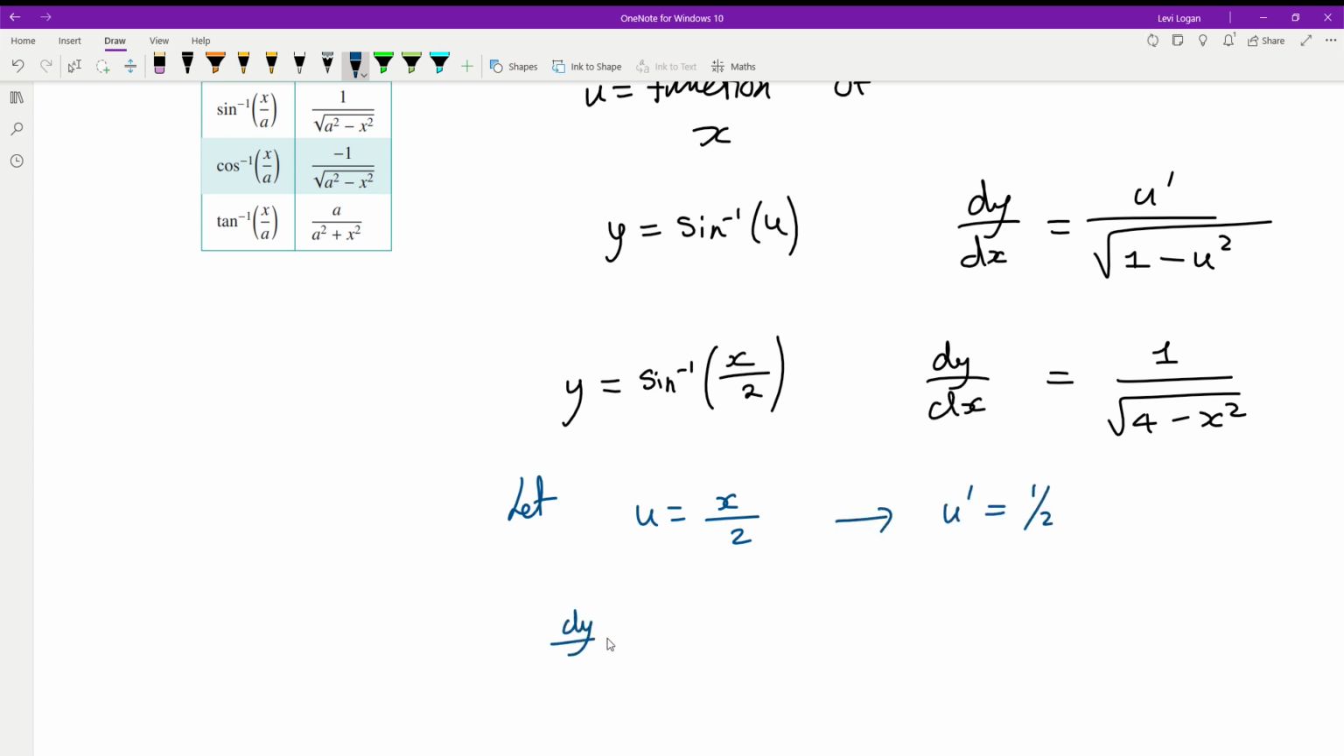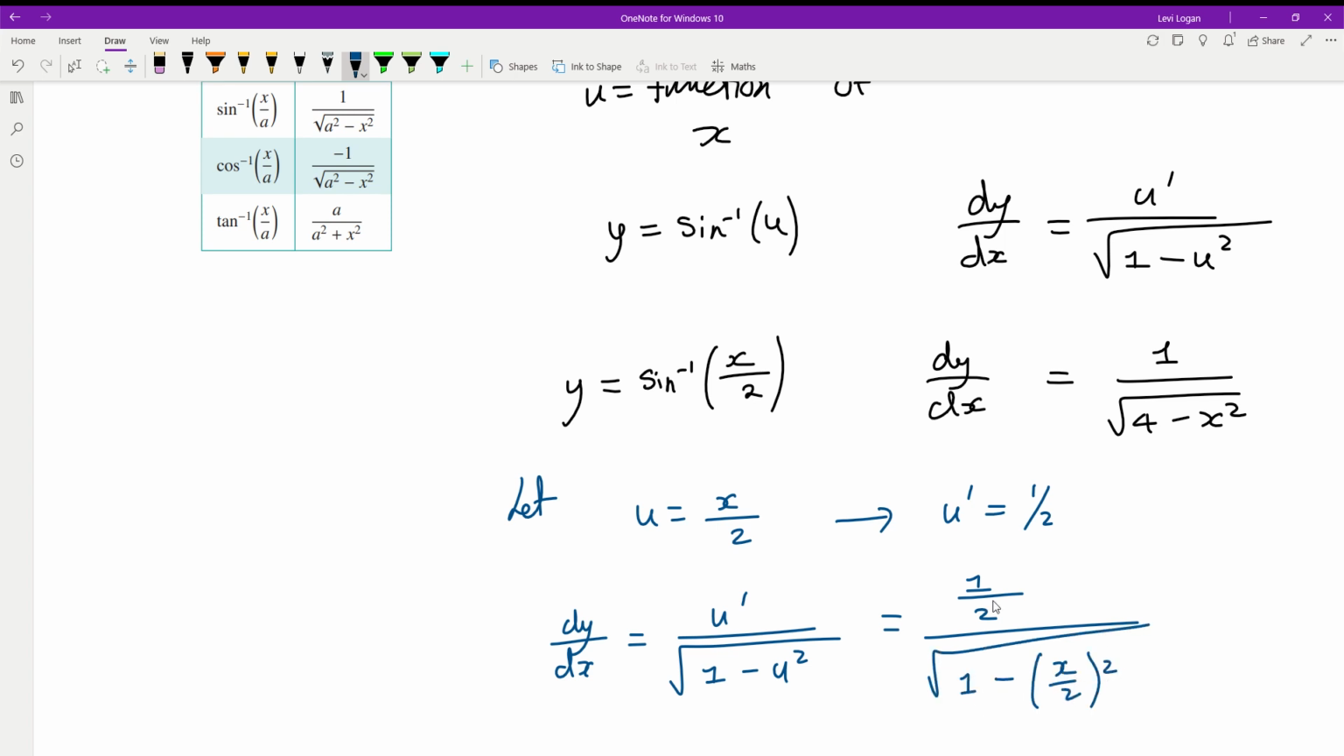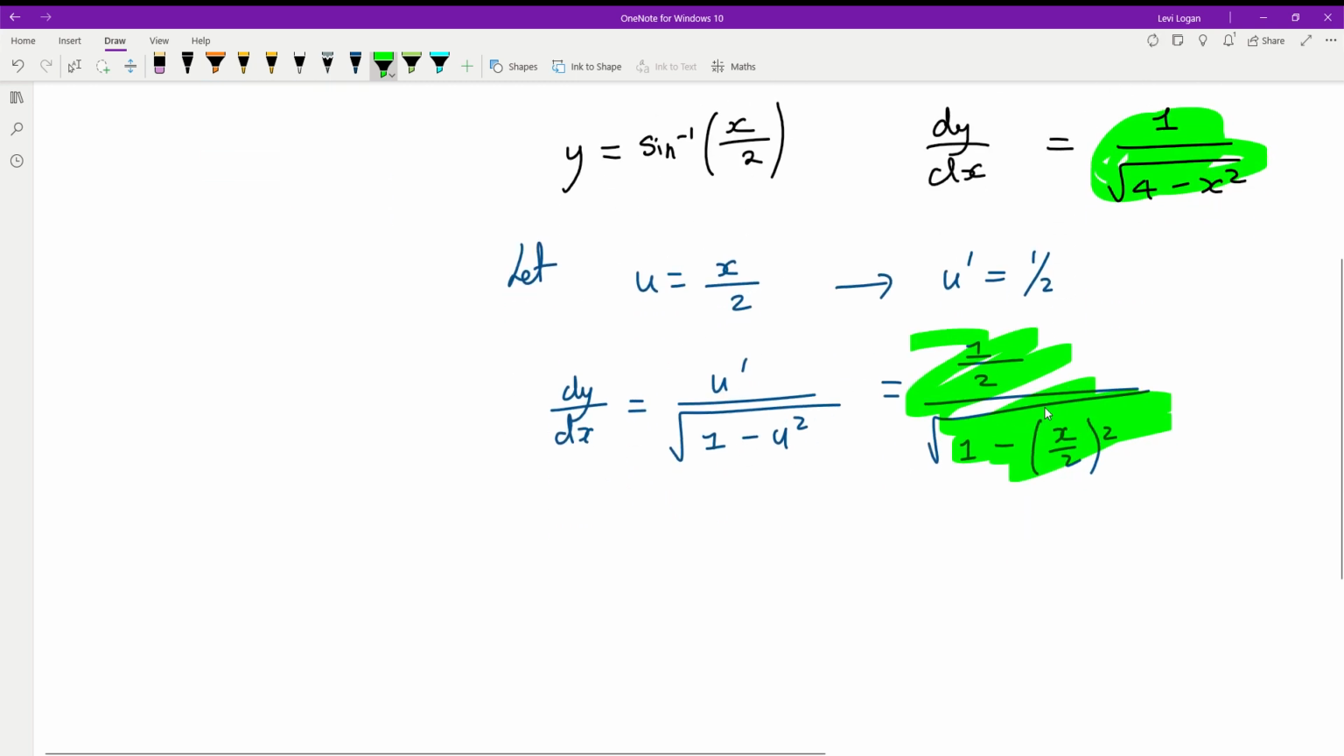So when we have dy dx equals u dash on the square root of 1 minus u squared, if we substitute that information in, what we're going to get is a half at the top over the square root of 1 minus x on 2 all squared. Now this doesn't look like the original yet, mainly because we've got some cleaning up to do. So we can bring that 2 down the bottom of that fraction, so this can be rewritten as 1 over 2 times the square root of 1 minus, and we can apply that squared, so x squared on 4.